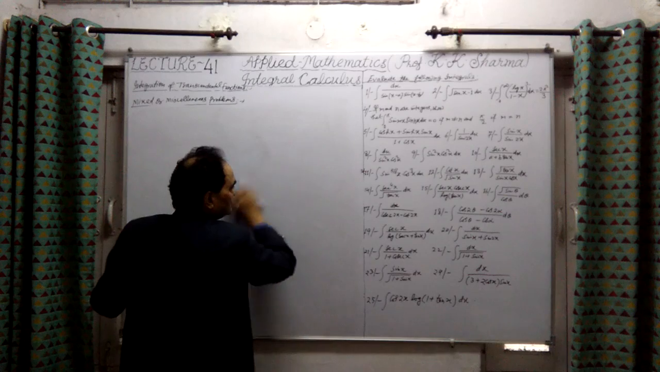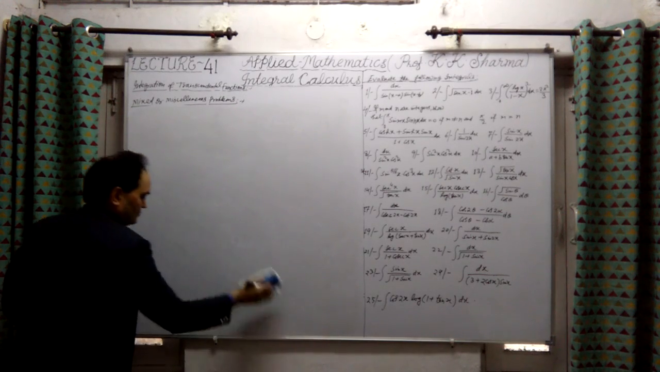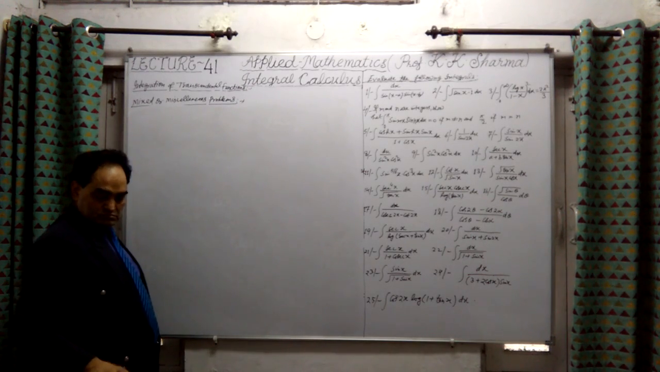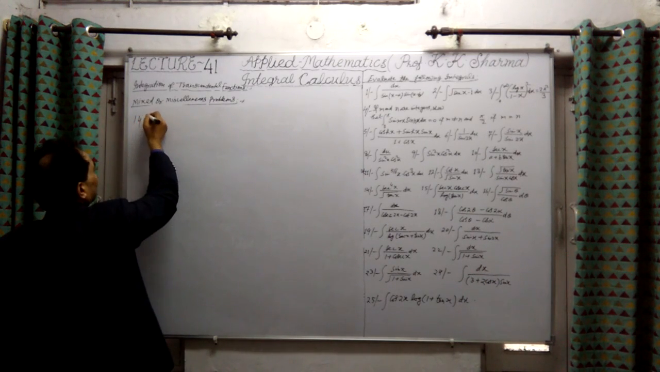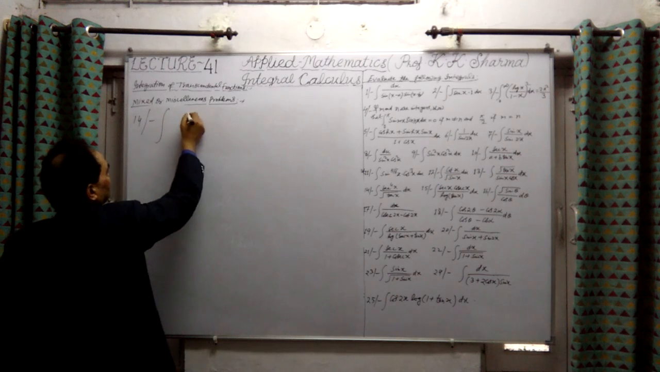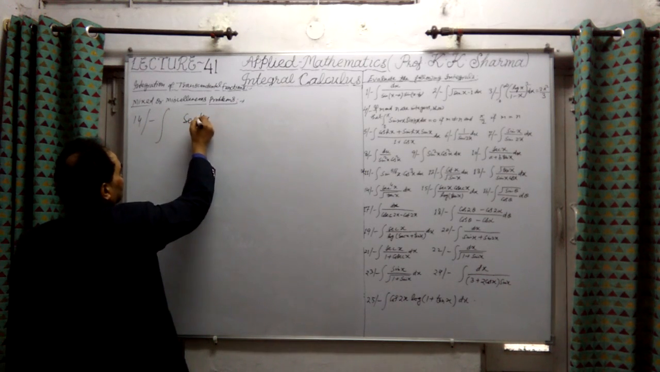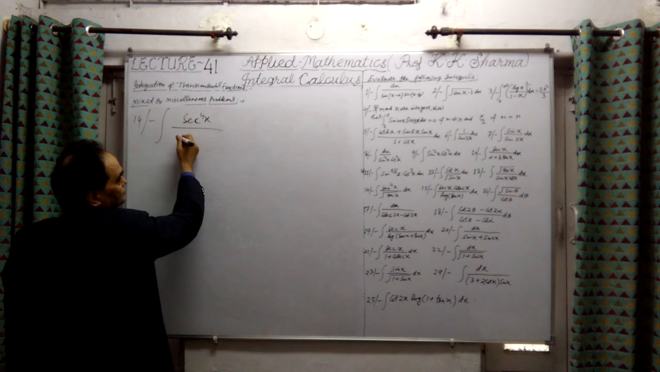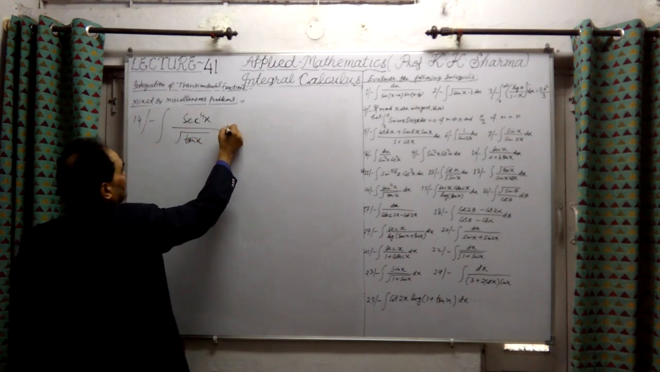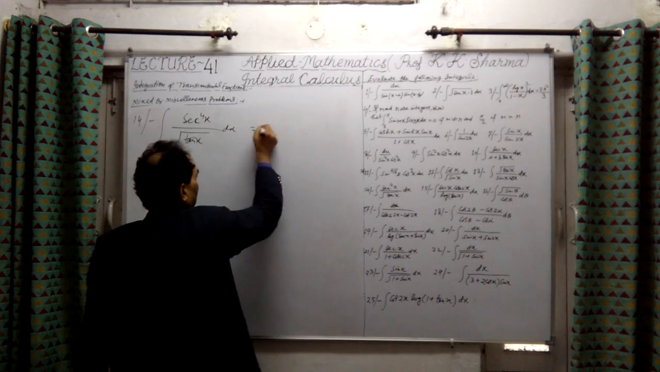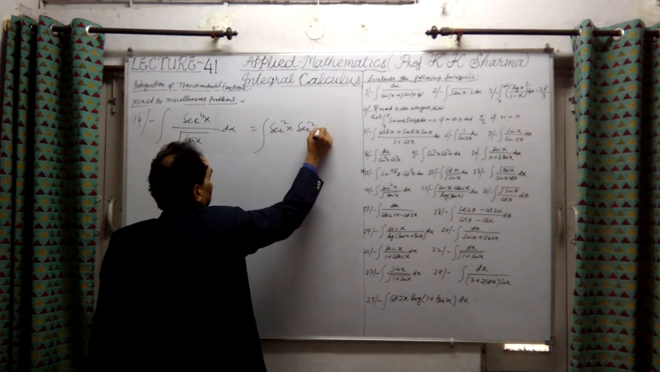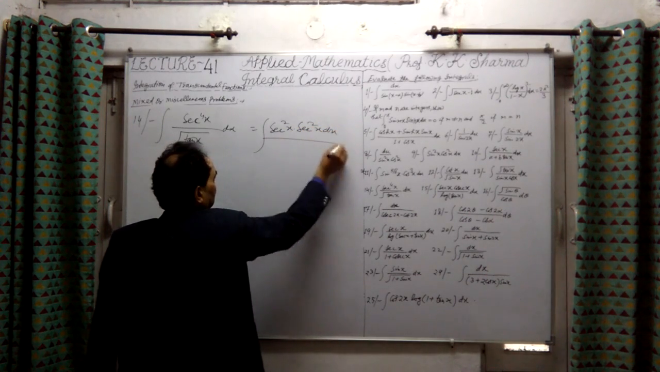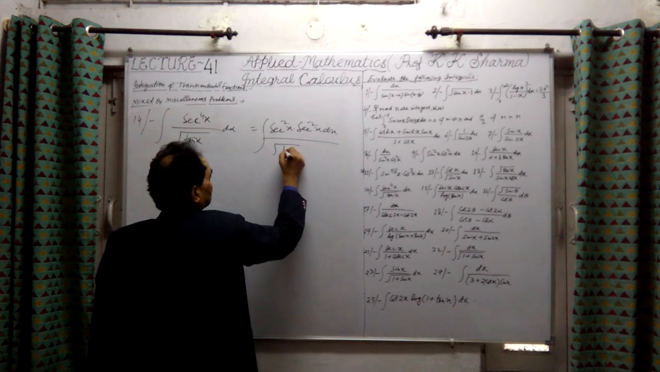Okay, so what does question number 14 say? Let us check it. Question 14 is the integral of sec⁴x upon under root tan x dx. This is one of the simplest questions. Now I can change it as sec²x into sec²x into dx upon under root tan x.